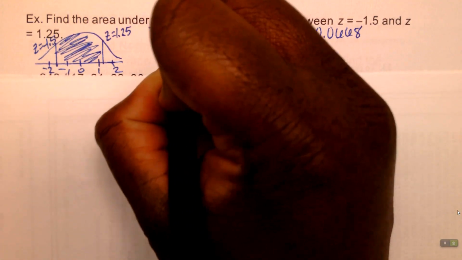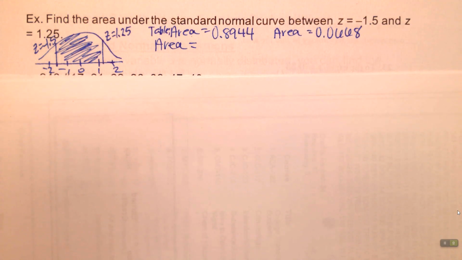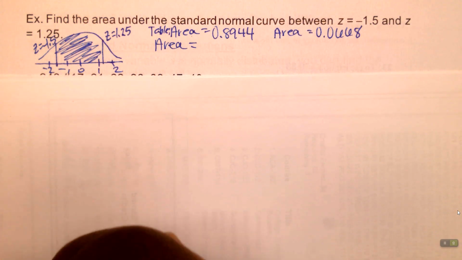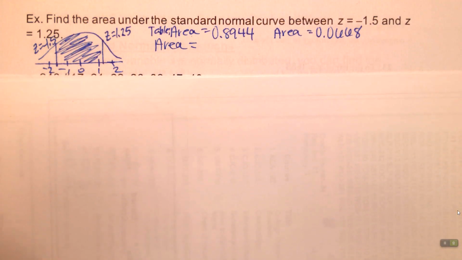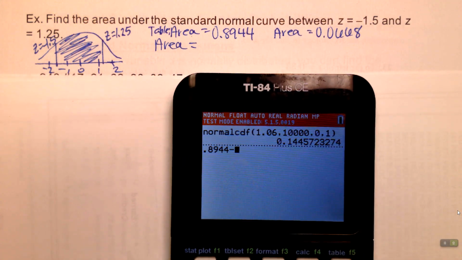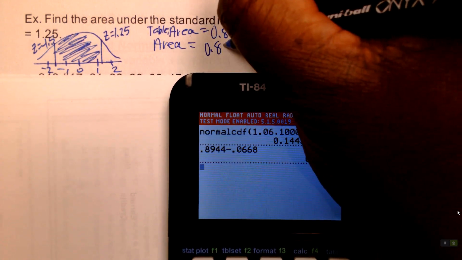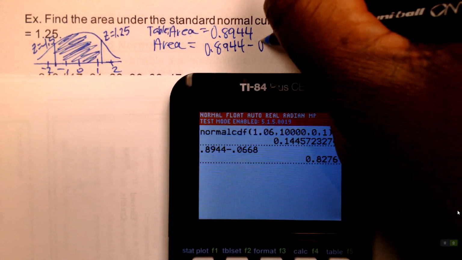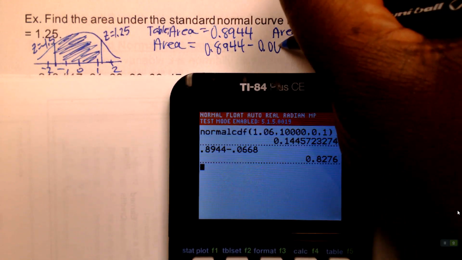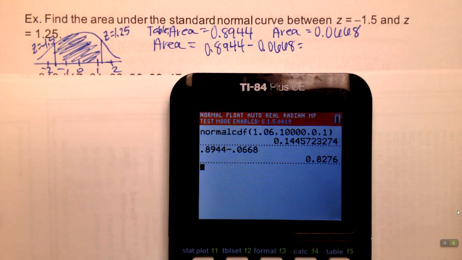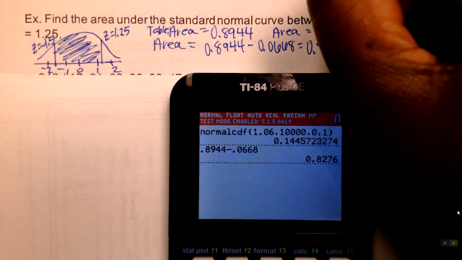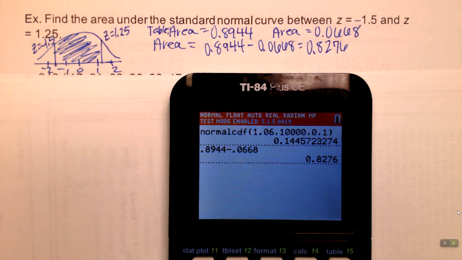I'm going to subtract those answers to get my actual area. If I put them in my calculator right, I might get them right. 0.8944 minus 0.0668. So the smaller one from your larger one. Doesn't matter when you find them, but you do have to subtract them in the correct way, because remember, we can't have a negative area. So 0.8276.